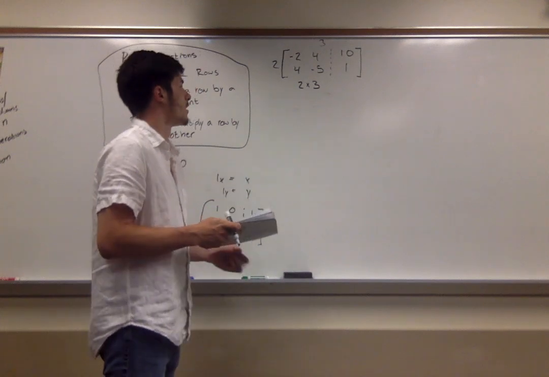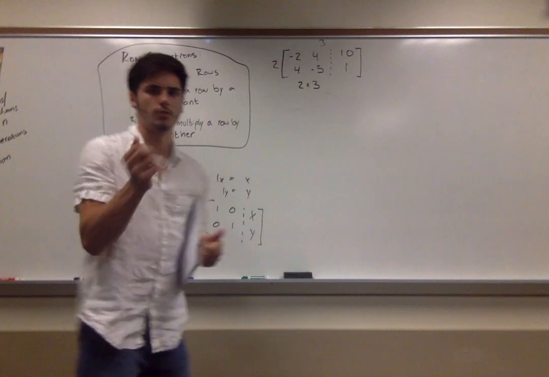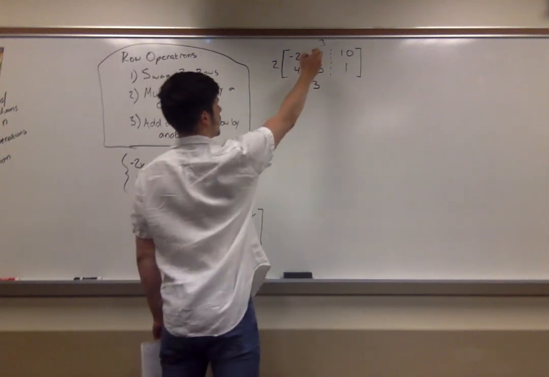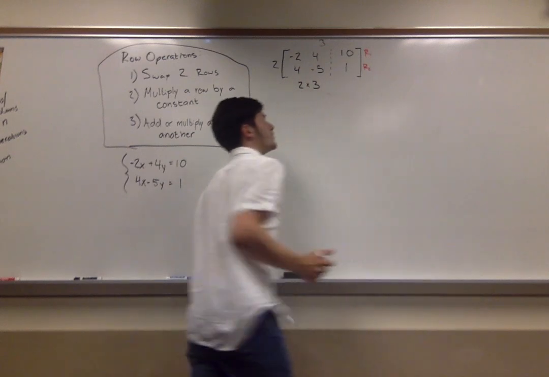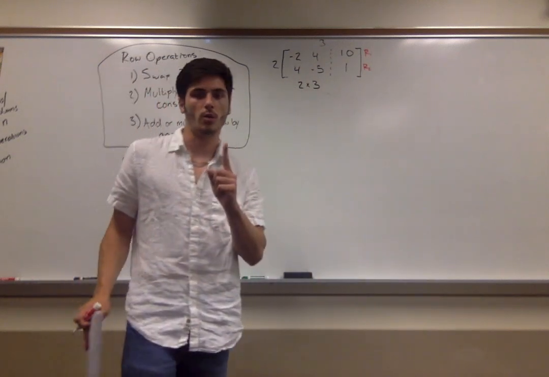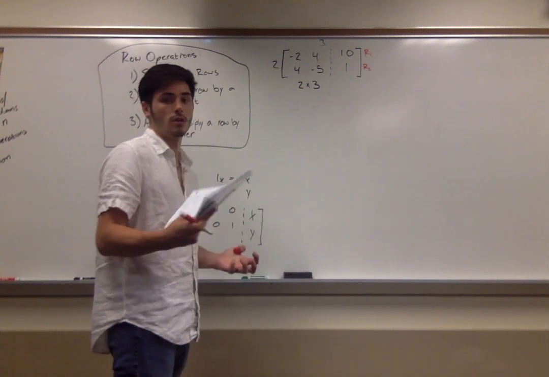First step, and we're going to keep track of this in a certain way. It's a sort of notation. We're going to call this R1 and this R2, and we're going to operate on one row at a time, only one row at a time. We're going to leave the other row alone as we do so.